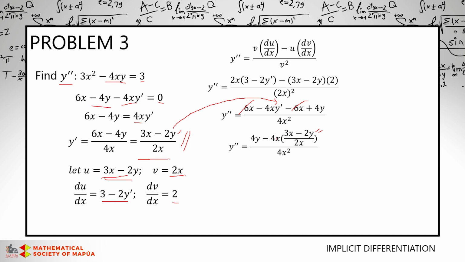Distribute natin itong negative 4x. We have 4y minus 6x plus 4y over 4x squared. And we have similar terms. We have 4y plus 4y would become 8y minus 6x all over 4x squared. Then we can divide it by 2 para mas masimplify. So we have our final answer over here, which is 4y minus 3x all over 2x squared. Yun yung second derivative natin.